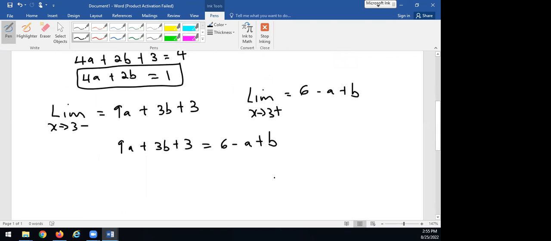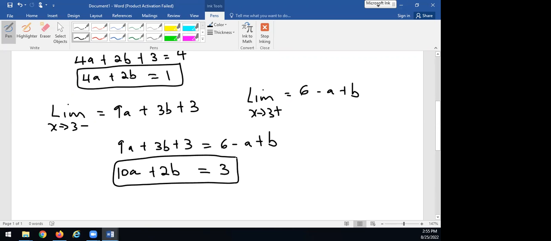Now let's group everything. I'm going to keep my letters on this side. So I'm going to bring over the a, it becomes a plus a. So we're going to end up having 10a. I'm going to bring over this b, it becomes a minus b. So we're going to end up having 2b. And I'm going to bring over this 3 because I'm keeping my single digit values on the right side. So 6 minus 3 is going to be 3. And this is my equation 2. So now we have 2 equations.